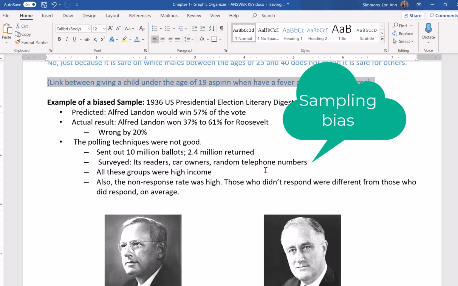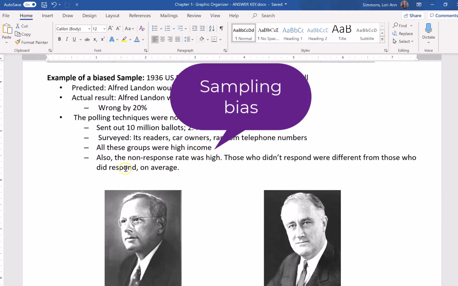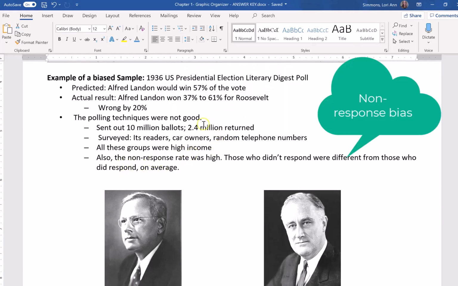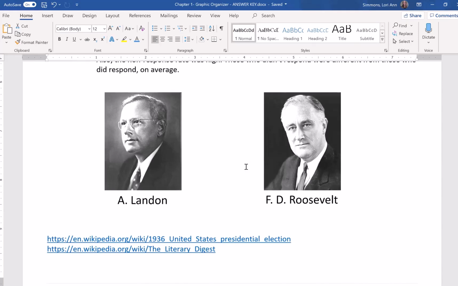They surveyed its readers, car owners, and random telephone numbers. So this would be sampling bias because they are sampling those who may have a particular opinion different from the others. Because you can see here, all these groups were high income. Also, the non-response rate was high, which we already talked about. Those who didn't respond were different from those who did respond on average.